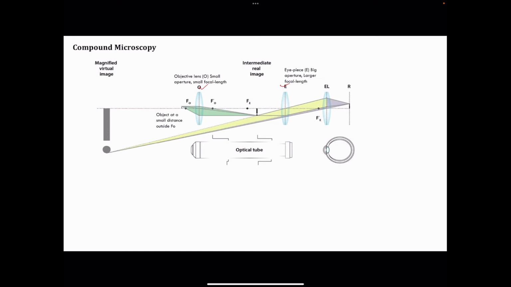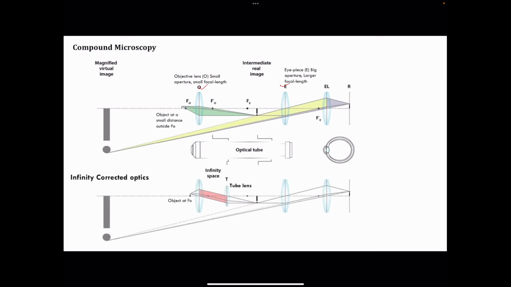Okay, I hope with this introduction about how the image is formed in a compound microscope, we are crystal clear with the concept, because this is very important to understand the next concept we'll be discussing, which is known as infinity corrected optics. Now, what do I mean by infinity corrected optics? I am aware that this illustration might seem very busy to you at first sight, but let me take you through it one by one.